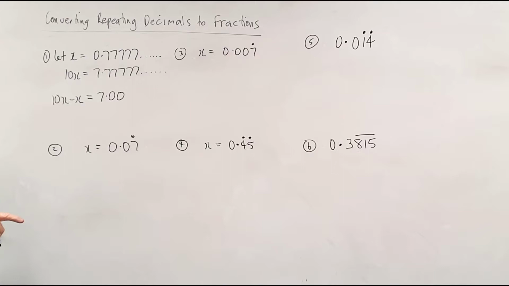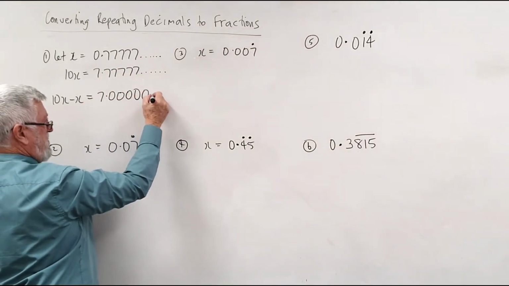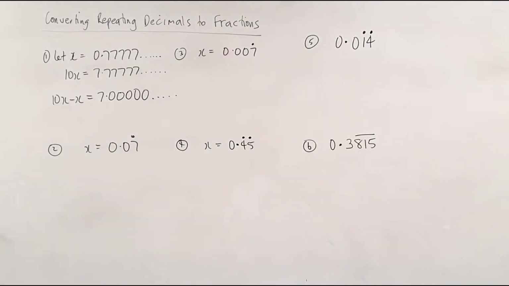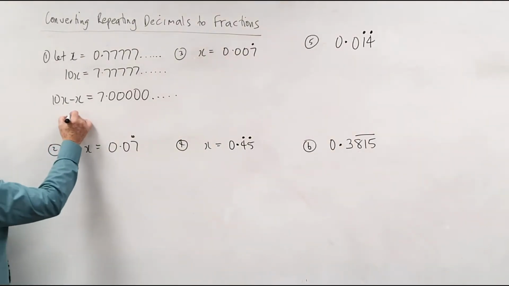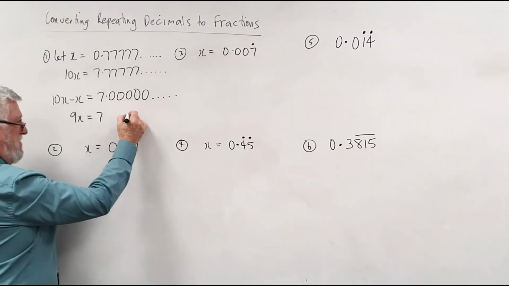So you didn't learn that method last year, did you? 7 take 7 is 0, 7 take 7 is 0, so technically you've got an infinite number of zeros. So 9x equals 7. So what's x equal? 7 over 9.